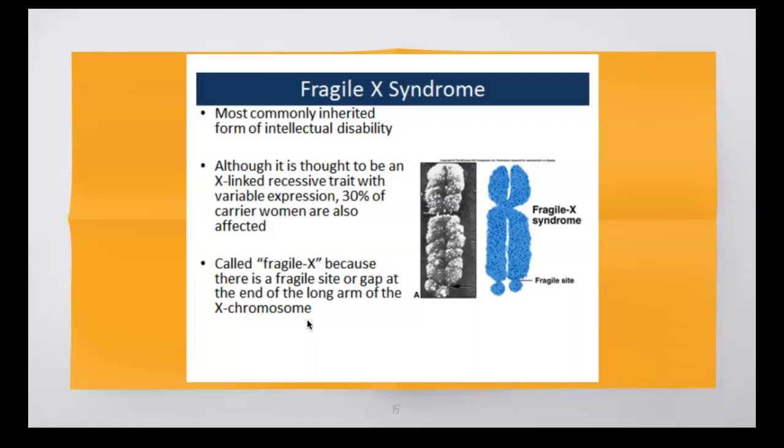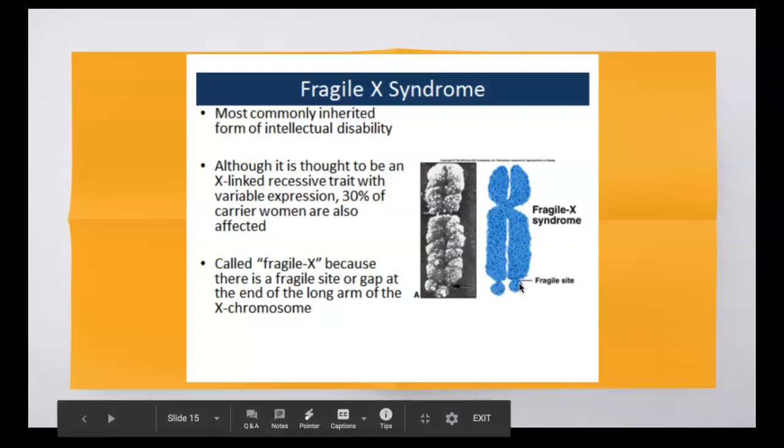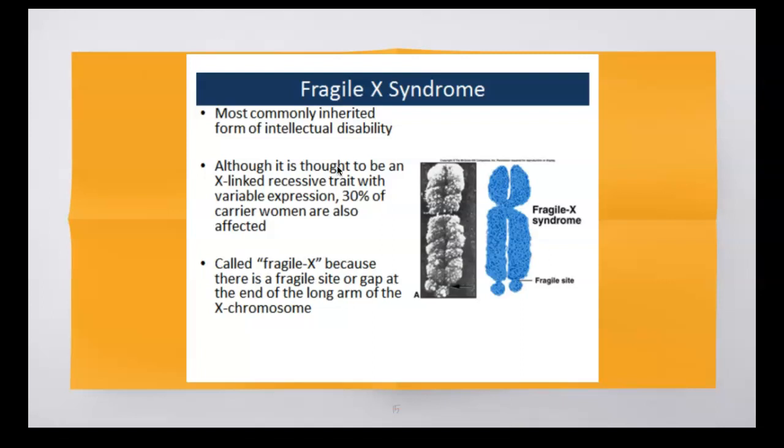And then Fragile X is not actually a chromosomal mutation where it's a monosomy or a trisomy. They just have an abnormality with the way that their X chromosome is shaped. So they have these little spots at the bottom of their X chromosomes where they're missing pieces of DNA. So usually ends up being an intellectual disability.